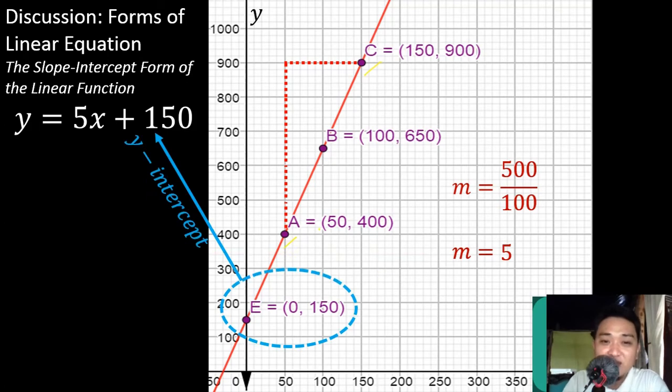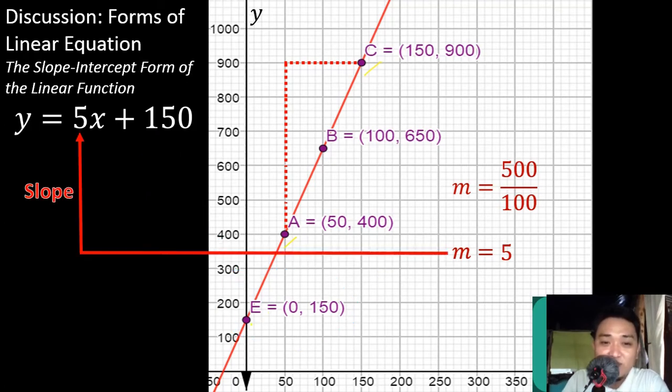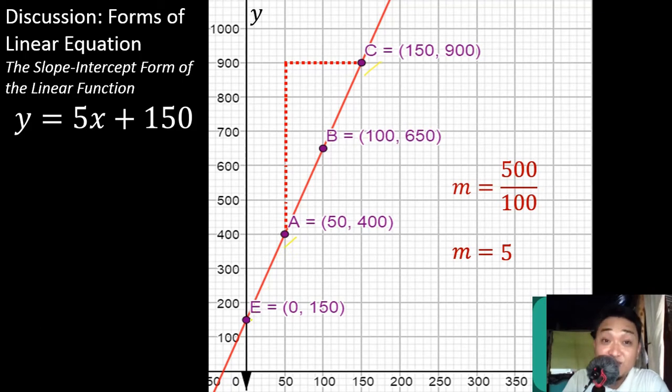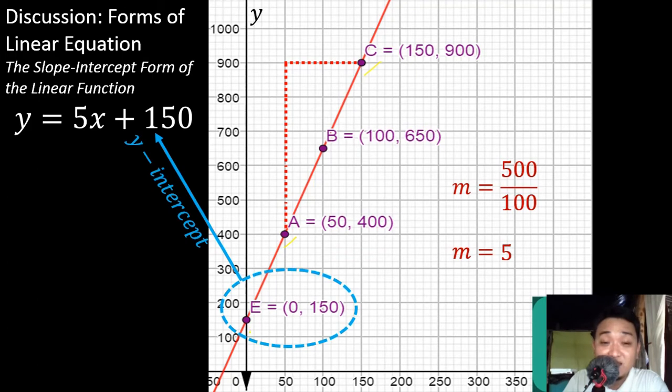Now, i-check naman natin yung kanyang y-intercept. Kung mapapansin nyo po, yung line po natin nag-intersect sa y-axis at 0, 150. Kaya nga po yung 150 natin sa ating equation, dito sa equation natin, it tells us the ordinate of our ordered pair or coordinate pertaining to the y-intercept. It tells us the ordinate of our y-intercept.